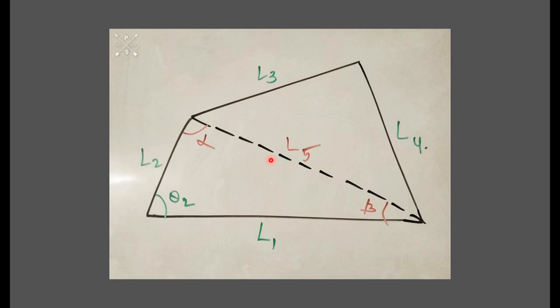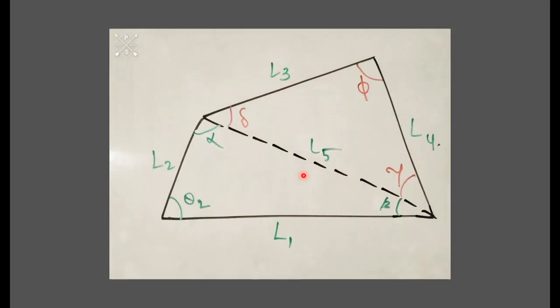So here, if you apply the sine rule after finding L5, L5 by sine theta 2 will be equal to L1 by sine alpha, that is also equal to L2 by sine beta. So you will get these angles too. In the next slide, this will be marked as green only. That means these are known.